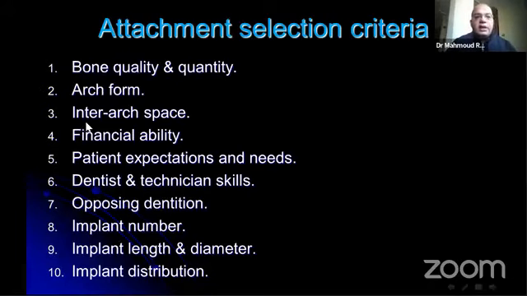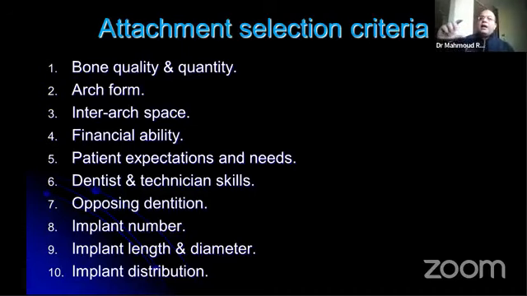Third option here is the inter-arch space. It is a very important option, and you can analyze that by making a mounted study cast for your case and measuring the inter-arch space first before you select or order the attachment from the company. You must analyze the inter-arch space first, then you are going to select the most suitable type of attachment.